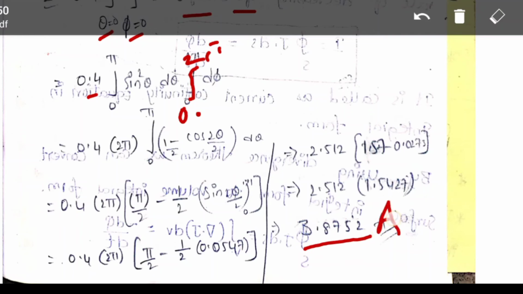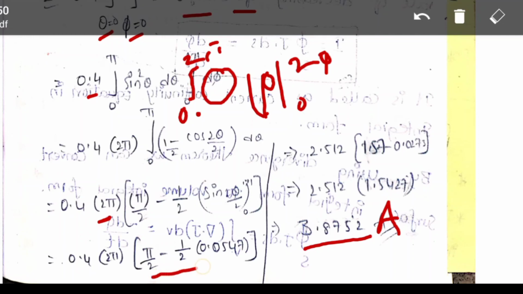How to apply the integration? Here we have to see 1 minus cos 2 theta by 2 d theta, and 0.4 into 2 pi. The d phi integration is phi, and applying the limits 0 to 2 pi, we can write 2 pi here. After that, we can write pi by 2 minus 1 by 2 sin 2 theta by 2, that is 0.4 into 2 pi, pi minus 1 by 2. If you apply the limits, you finally get the answer 3.8752 ampere.